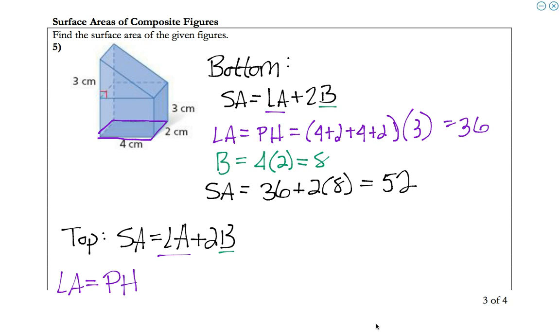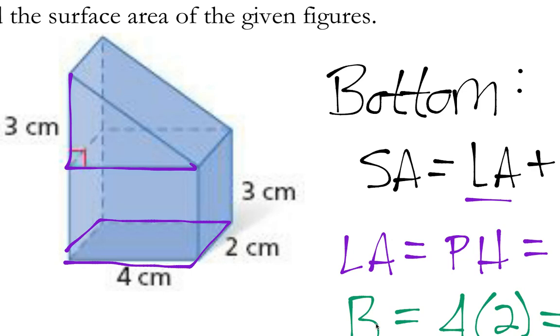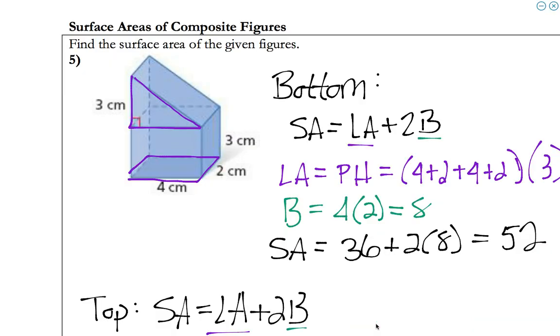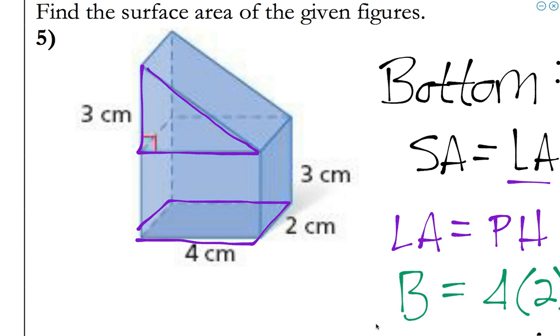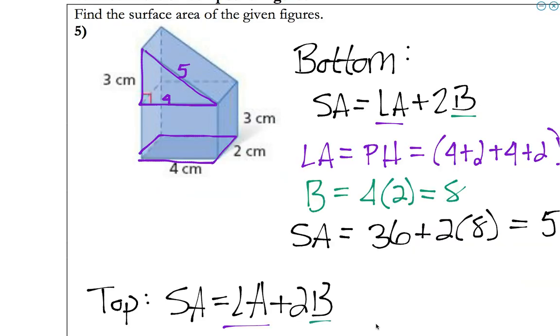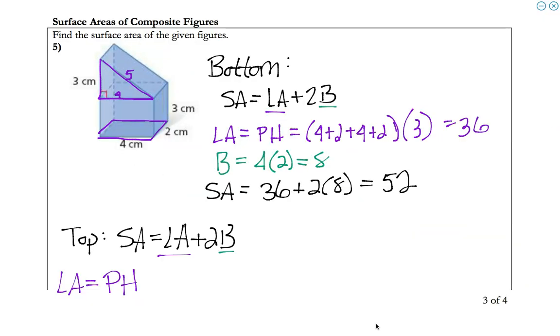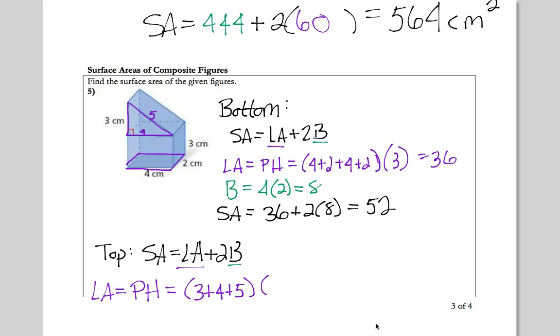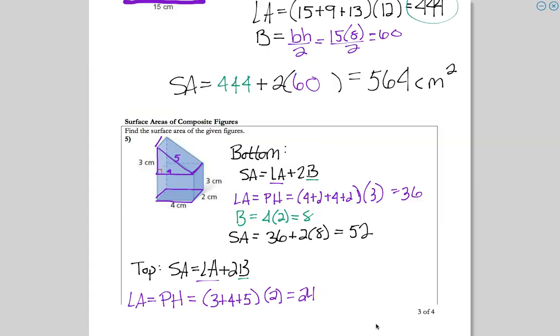The perimeter of that triangle is 3 plus 4. Pythagorean theorem would tell us that that is 5, but we're going to avoid that right now. I'll give that to you. So 3 plus 4 plus 5 times the distance between the two triangles is 2. So that's 24.